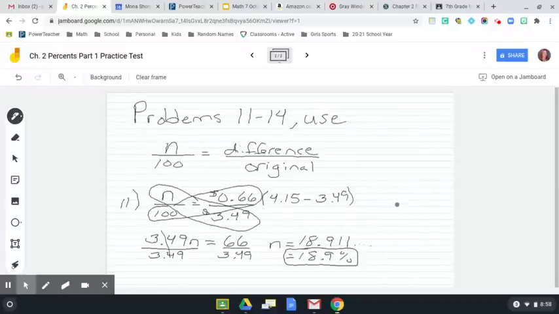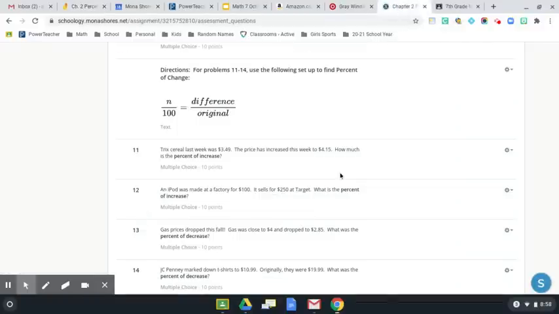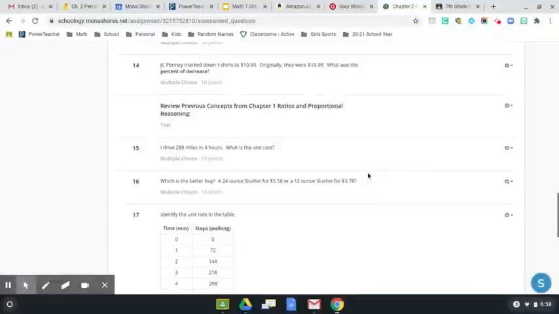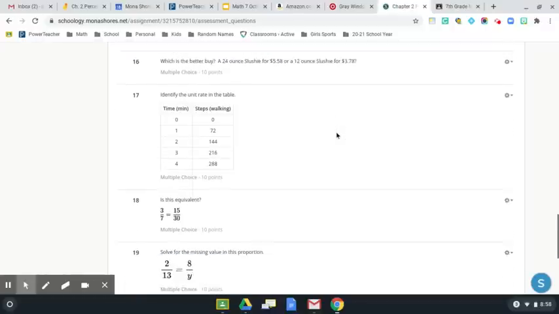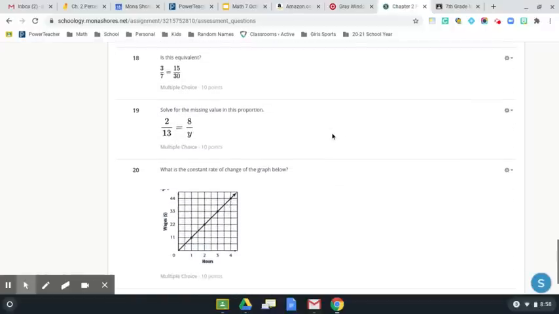Okay, so like I said, 11 through 14, you're using that setup. And then what you'll see past number 14 is some chapter 1 review. Every test you take will always have review questions on it. We've only taken a chapter 1 test so far, so that's what you're going to see for your review. 15 through 20 are those review questions.